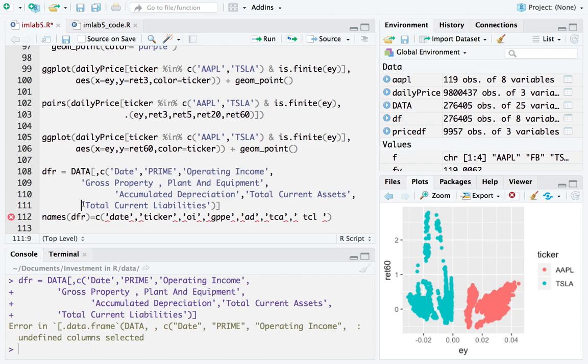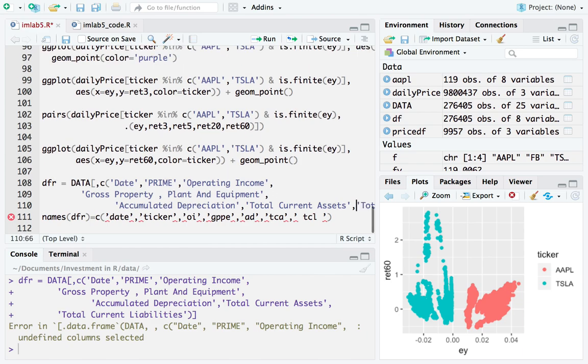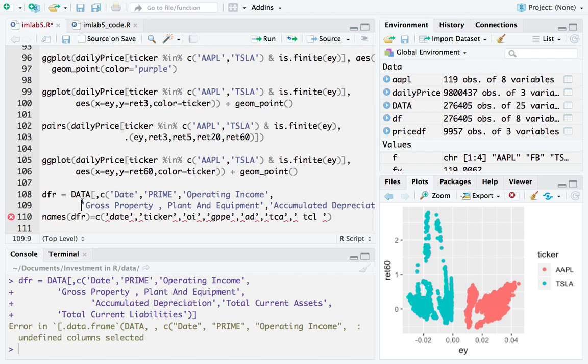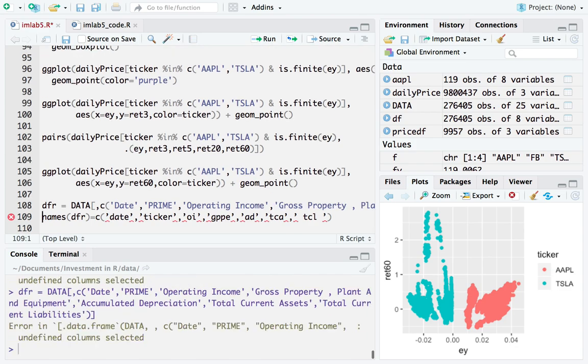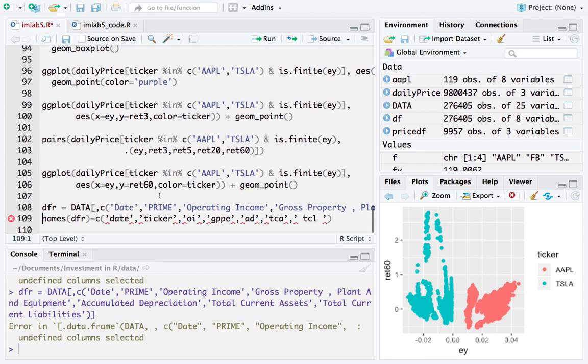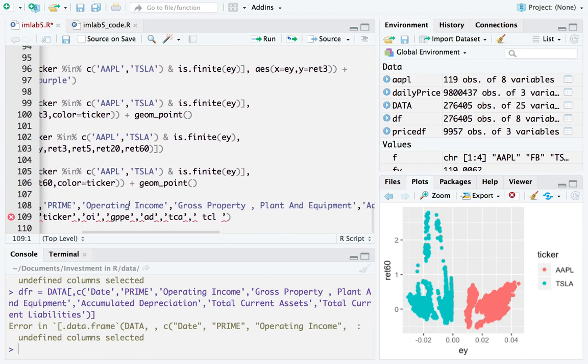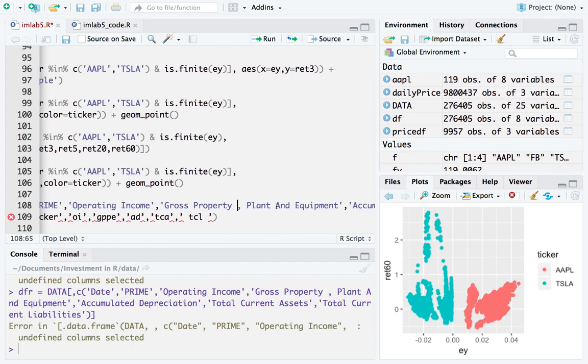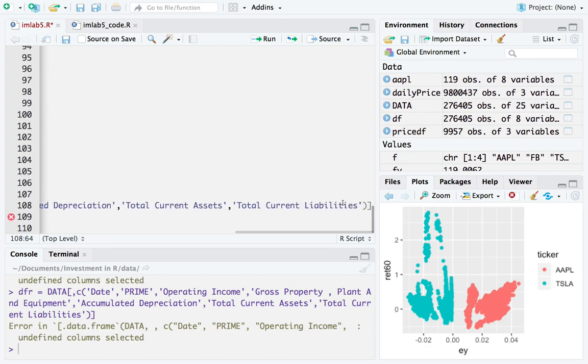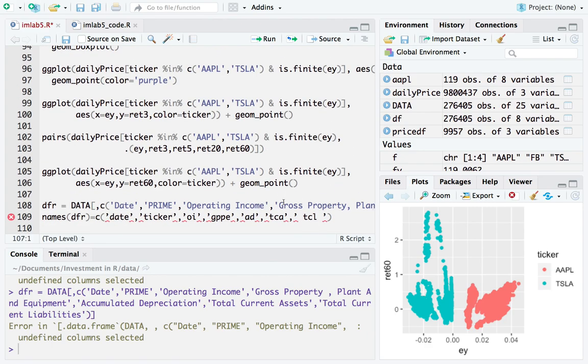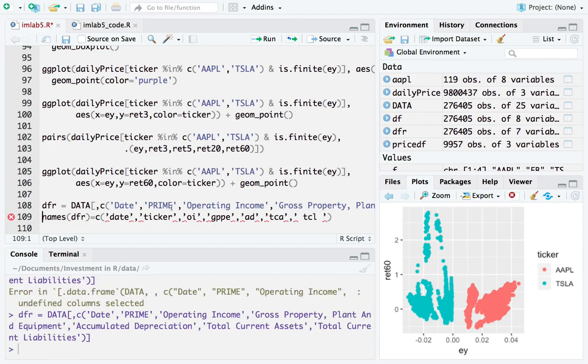Oops. Oh, undefined. Oh, here we go, growth property. That's the problem right there. Boom. Now I'm going to rename the columns just like I did before, to make my life easier, all lowercase, nice and easy.